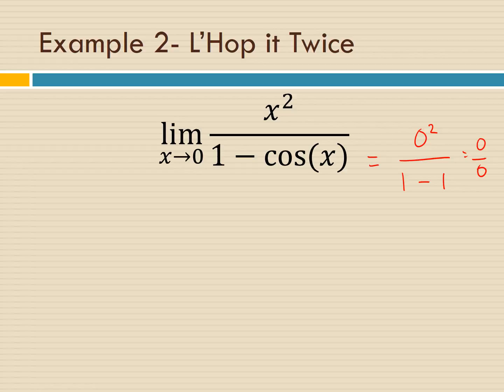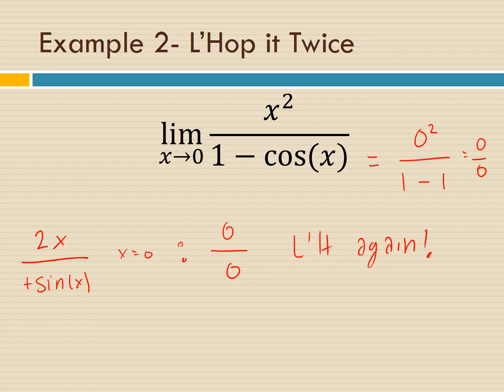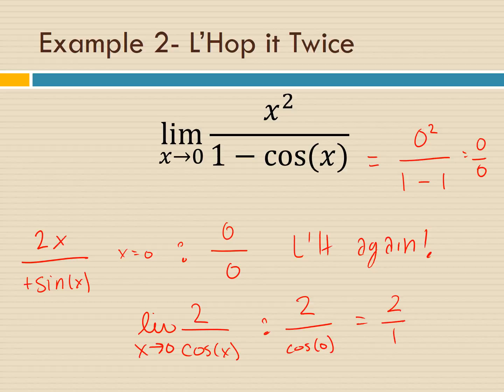So you take the derivative of the top, which gets you a 2x, and the derivative of the bottom, which gets you a positive sine x. Then you plug in a 0 again to see what the limit will equal. So it's 0 over 0, which means we have to use L'Hopital's rule once more. If you take the derivative of the top, you get a 2, and if you take the derivative of the bottom, you get a cosine of x. So then you plug in a 0 for x, and you get 2 divided by the cosine of 0, which gets you 2 divided by 1, which gets you 2.